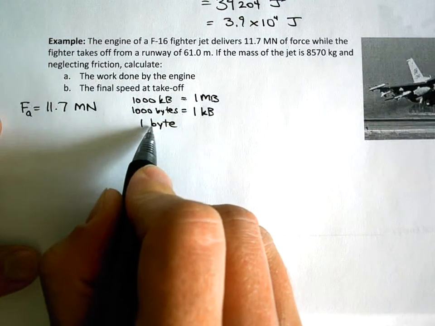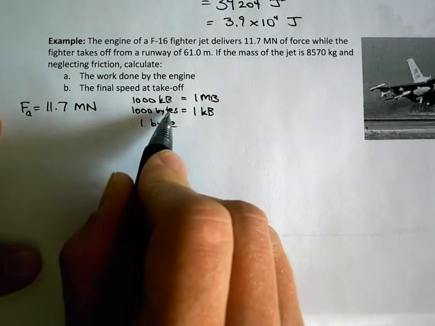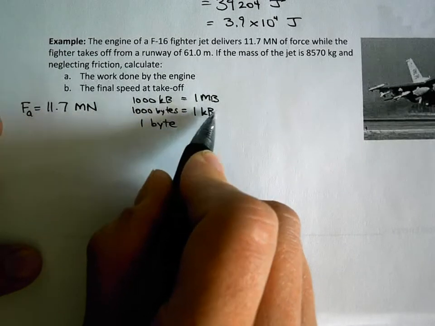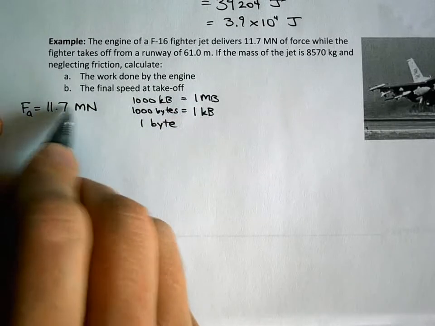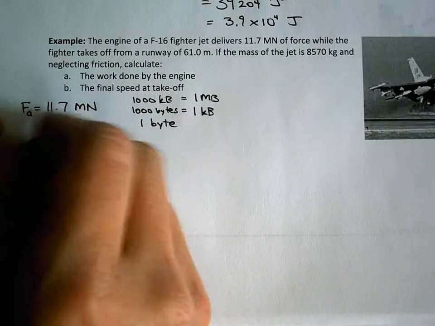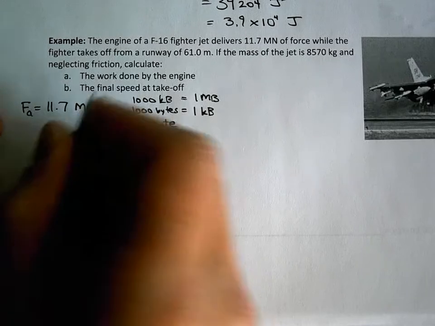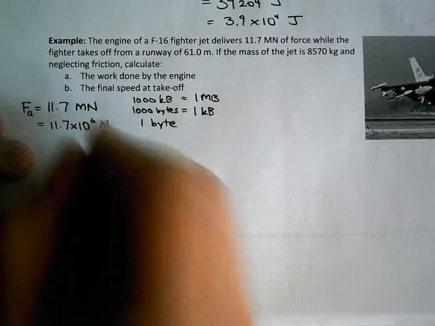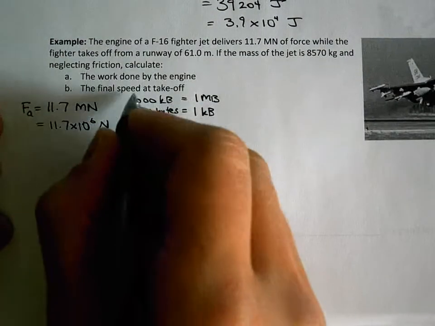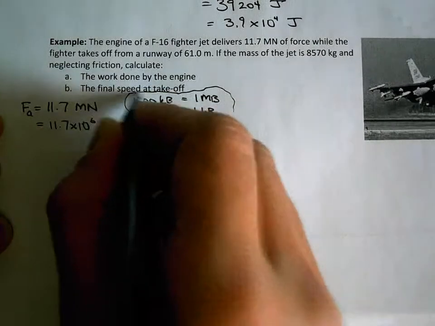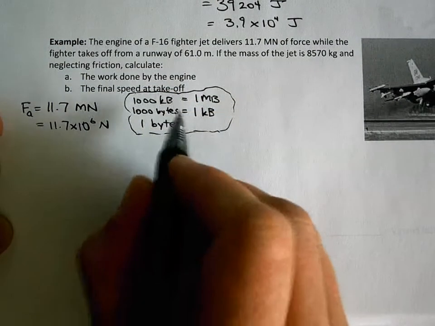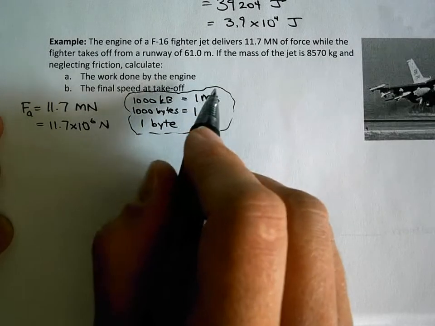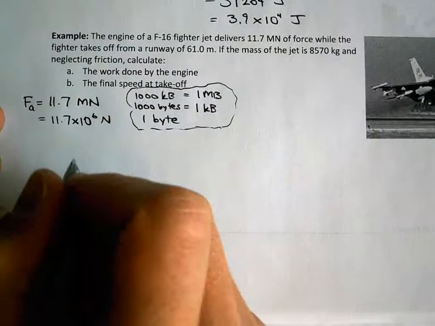So going from, for example, meters to kilometers, you multiply by 1,000. Going from kilometers to megameters, you multiply by 1,000. And similarly here, 11.7 meganewtons is 1,000 times 1,000 newtons. So 11.7 times 10 to the 6 newtons. That's my quick way of remembering this sort of thing. Always use my computer lingo. The next one up, after 1,000 megabytes, is a gigabyte. 1,000 gigabytes is a terabyte, and after that, I don't know.